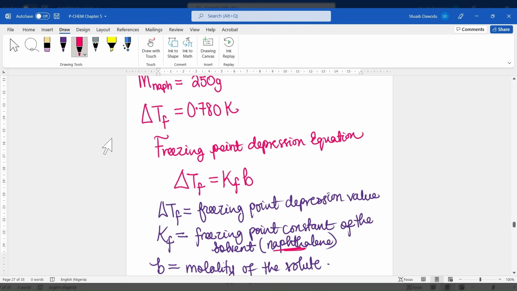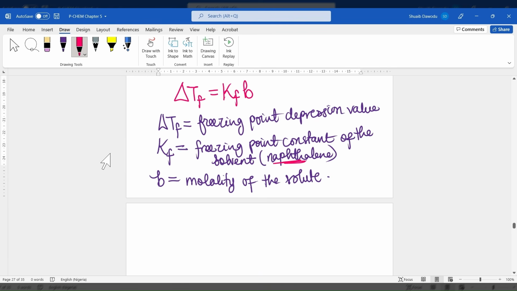So the value for that, when I look at the Atkins Physical Chemistry 11th edition textbook, K sub F is simply 6.94 Kelvin kilogram per mole. So that is what that is. And then, of course, we've got B to be the molality of the solute. Now, we don't have the molality of the solute. It wasn't given to us. So normally that's what we're going to solve for since we have two unknowns.